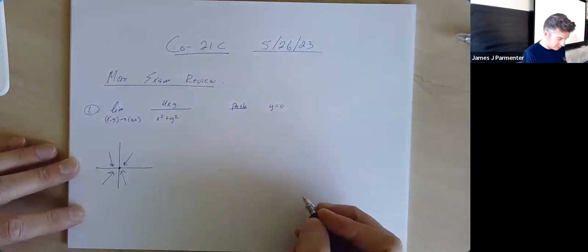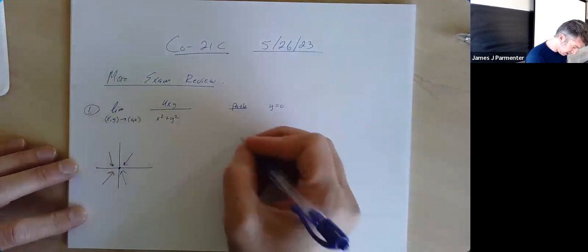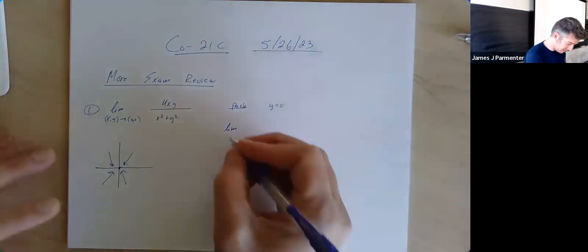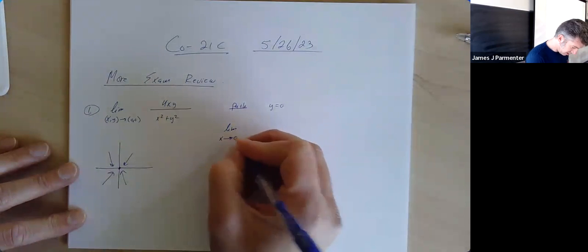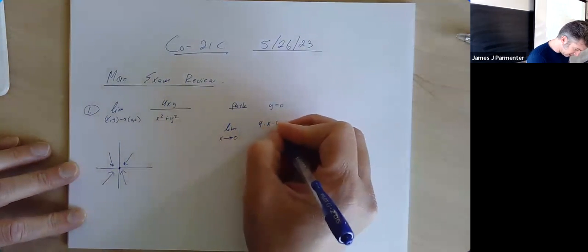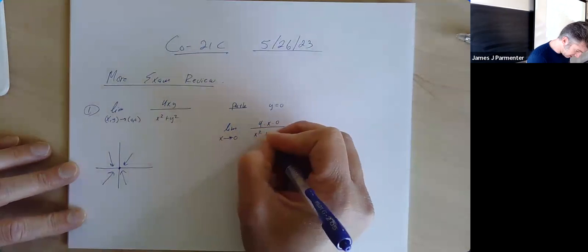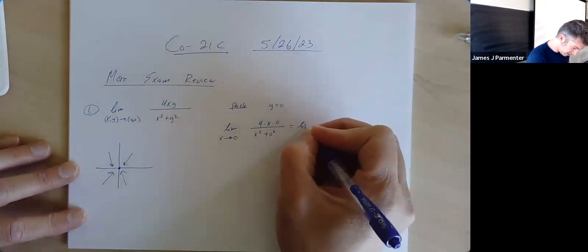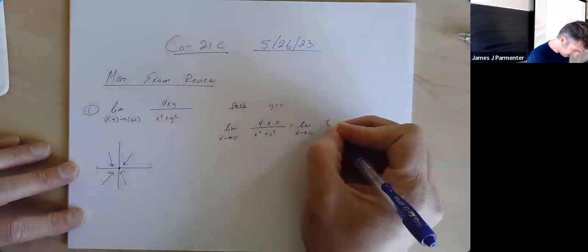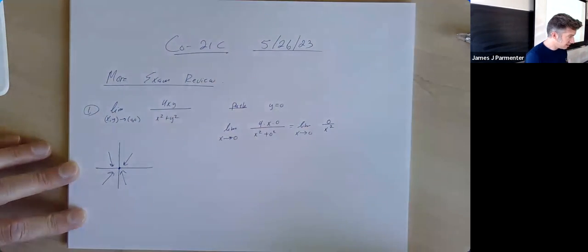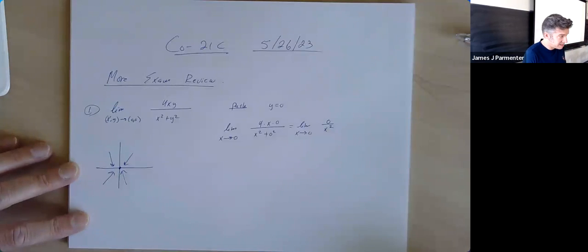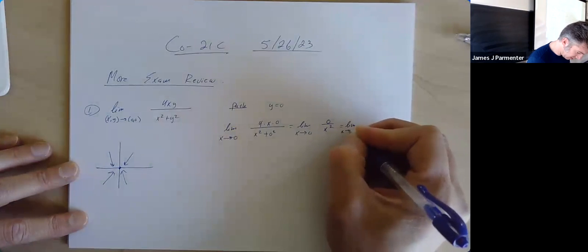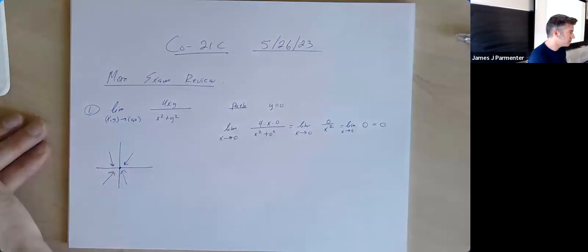If I sub in y equals 0 for everything, then my limit is just the limit as x approaches 0 of 4 times x times 0 over x squared plus 0 squared. And normally I would just simplify this and say, well, that's the limit as x approaches 0 of 0 divided by x squared. And since x isn't 0 yet, 0 divided by x squared is just 0. This is the limit as x approaches 0 of 0, which is 0.